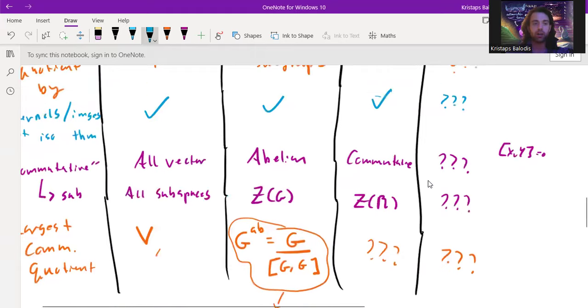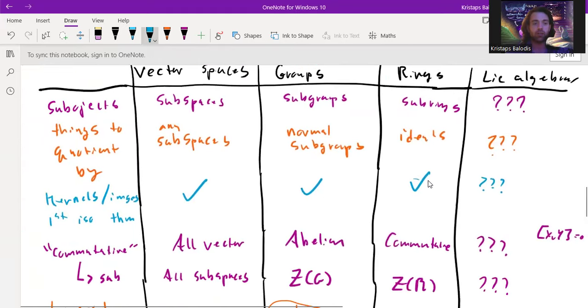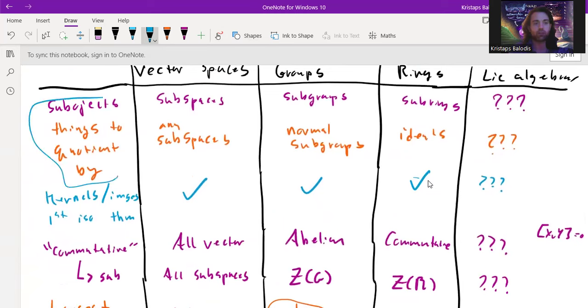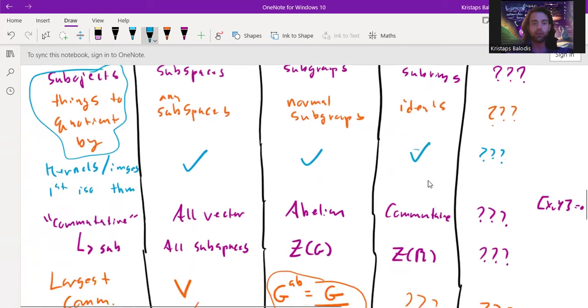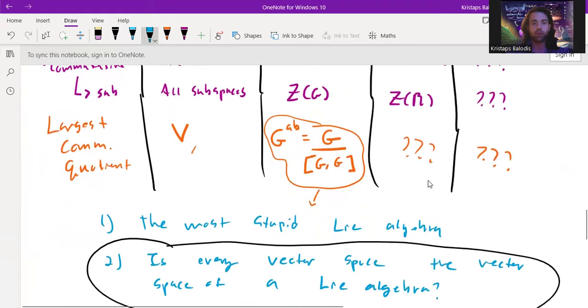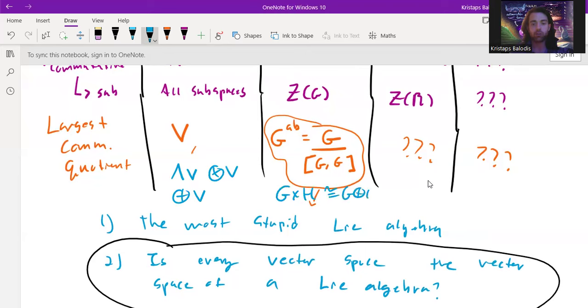As I already sort of pointed out above, you should be thinking about what are sub-objects and what are things to quotient by, as an example of analysis. But then what are things of synthesis, right? For vector spaces, we have wedge things and tensor products, and we have direct sums. These are ways of putting vector spaces together. Groups have direct products, which are the same thing as direct sums. And there's also semi-direct products, if you've heard of those. So think about this: what are ways that we could maybe put Lie algebras together?